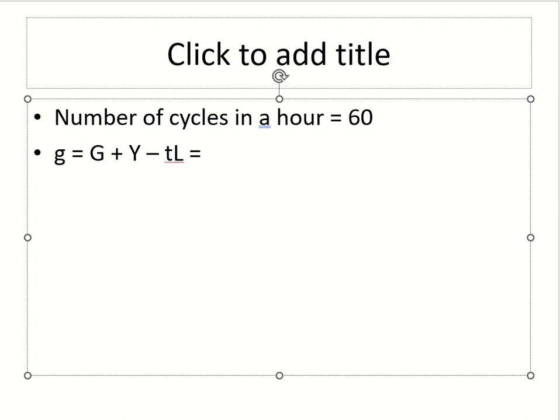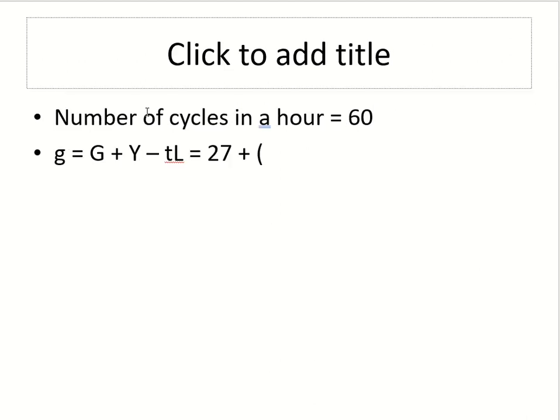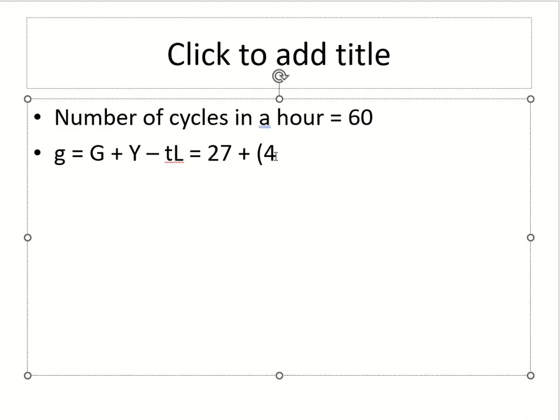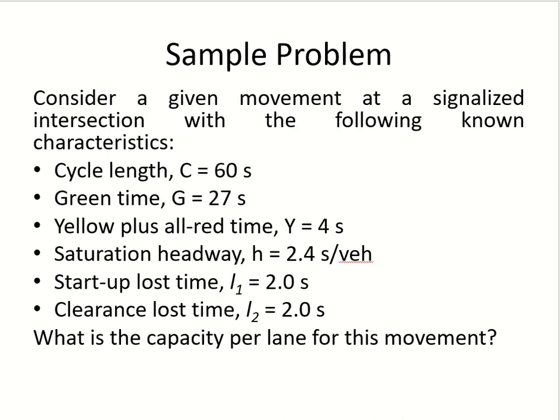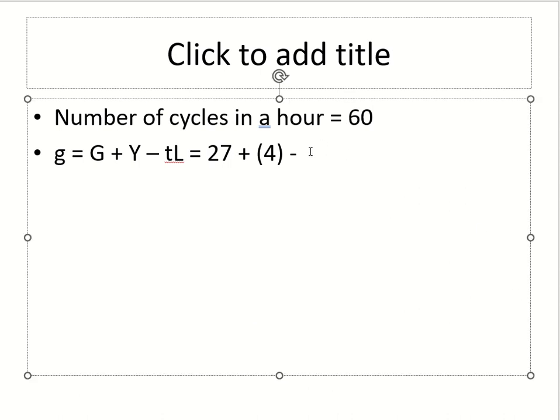Green time, how much? 27 seconds, plus yellow and all red, 4, minus lost time. Lost time has two parts, 2 plus 2. Okay, so one cycle has 27 seconds of effective green. And in 1 hour how many cycles? 60.